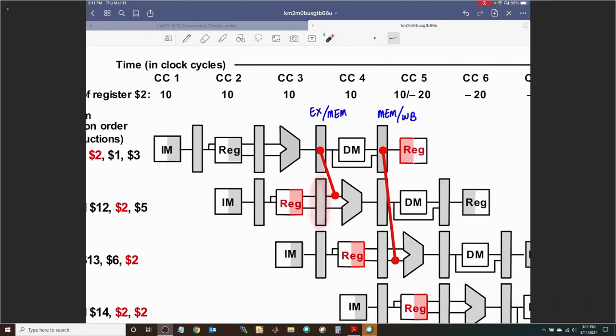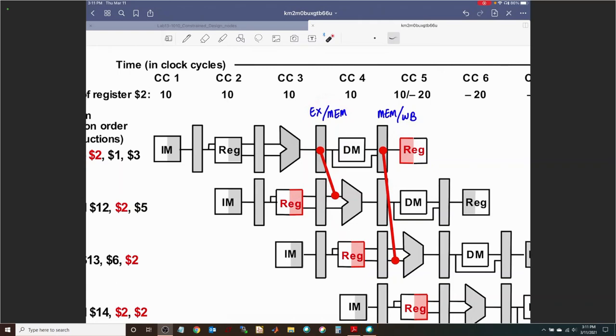Yes, okay. So you are on the right track, Jeff. We need a selection, right? So we need a selection between actually three values. One is going straight through. The second is forwarded from the XMEM stage. The third, yes, absolutely. Another mux.